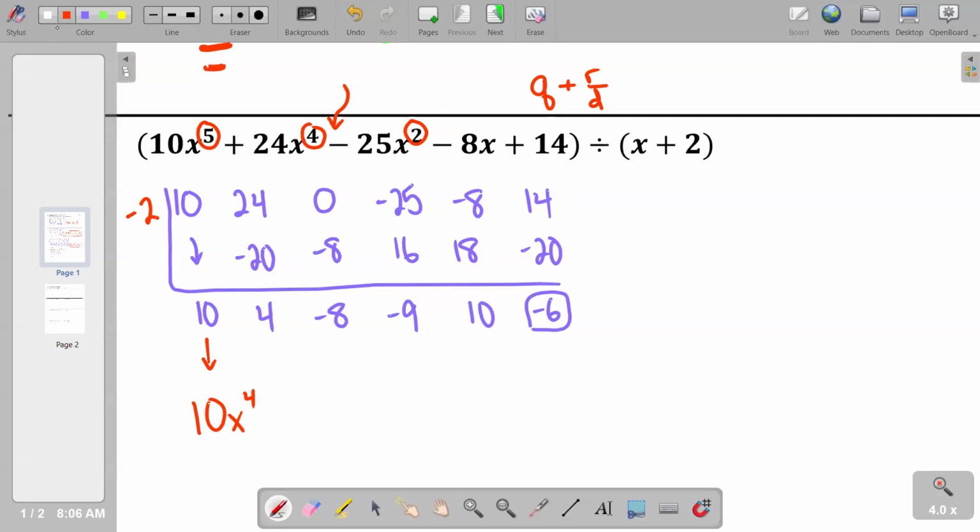And we just continue on. We just keep dropping terms. So the next one is plus 4, x to the 1 less, minus 8, x to the 1 less, minus 9, x to the 1 less, plus 10, no x. And then you can put minus 6 over, or you can put plus -6 over x plus 2.